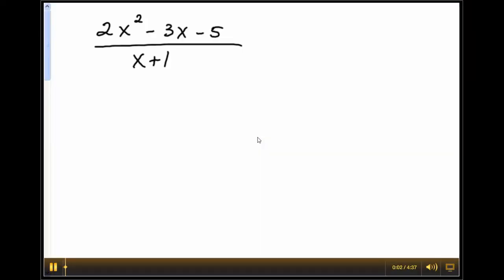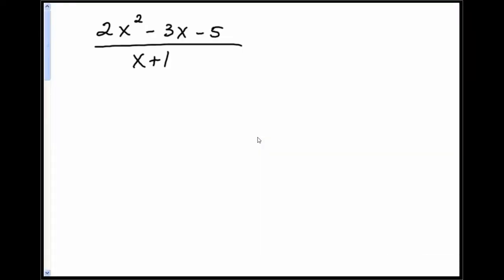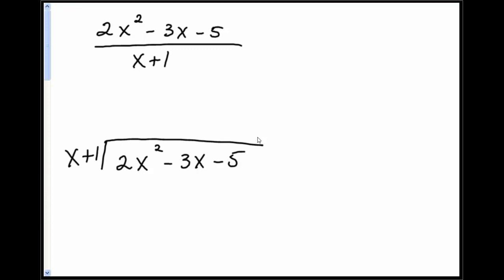In this division problem, we're going to divide a polynomial by another polynomial. It has more than one term, so it's going to have to be treated differently, and we're going to use a technique very similar to long division. So we're going to rewrite this problem as 2x squared minus 3x minus 5 divided by x plus 1.